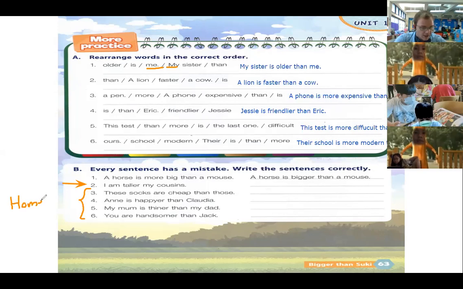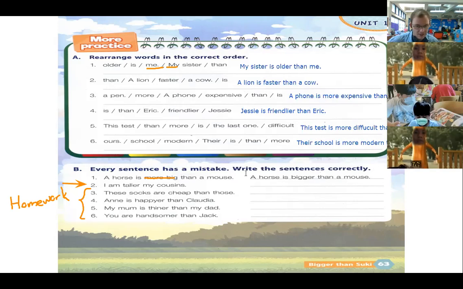So these ones, there is a mistake in the sentence, and we have to find the mistake. So let's read number 1 quickly to see what the mistake is. A horse is more big than a mouse. So we know that big only has 1 syllable, so we cannot use the word more in front of it. And the comparative adjective for big is bigger. The next one: I am taller, my cousins.